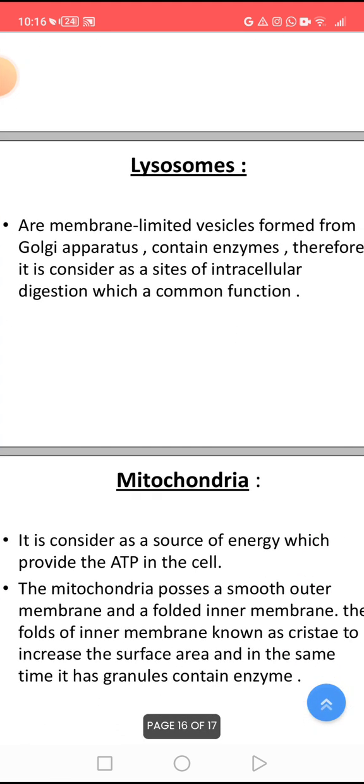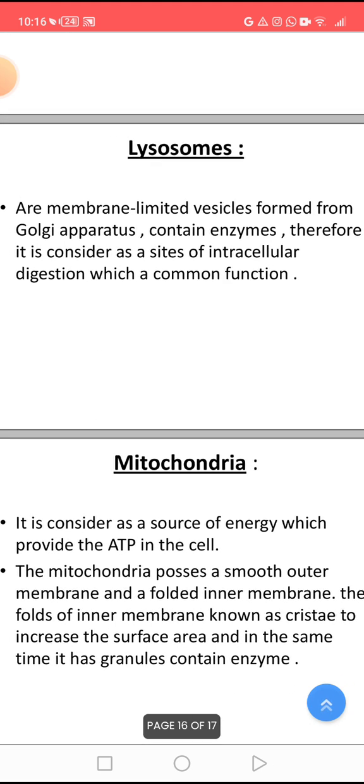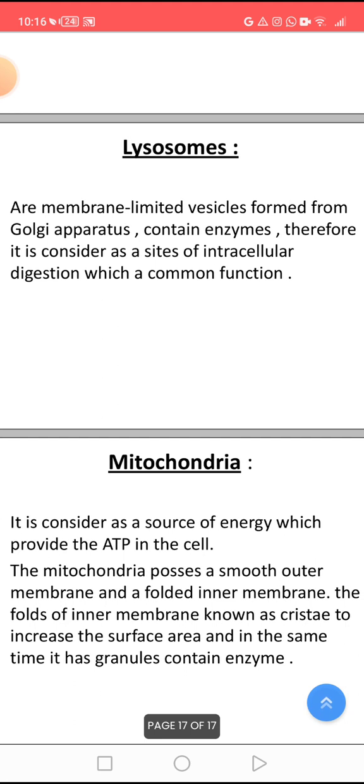Lysosomes are membrane limited. They contain enzymes, and they are separated from the Golgi apparatus. Lysosomes cause intracellular digestion. For example, if any part of the cell dies, the lysosome will digest it. Simply, this is one of the examples.